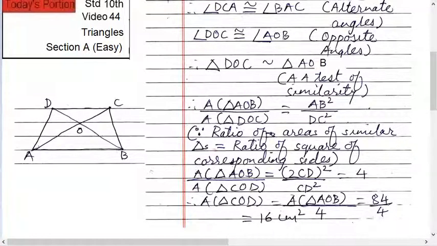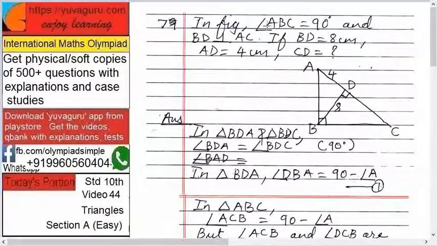That is the answer. Next, in the given figure, angle ABC equals 90 degrees and BD is perpendicular to AC. BD equals 8, AD equals 4, then find CD. Okay, so in triangle BDA and BDC, angle BDA is congruent to angle BDC, right? Both are 90 degrees. Okay, in triangle BDA, angle DBA equals 90.